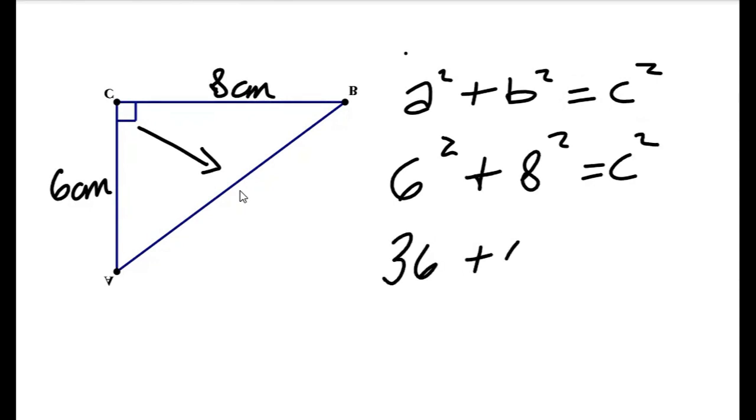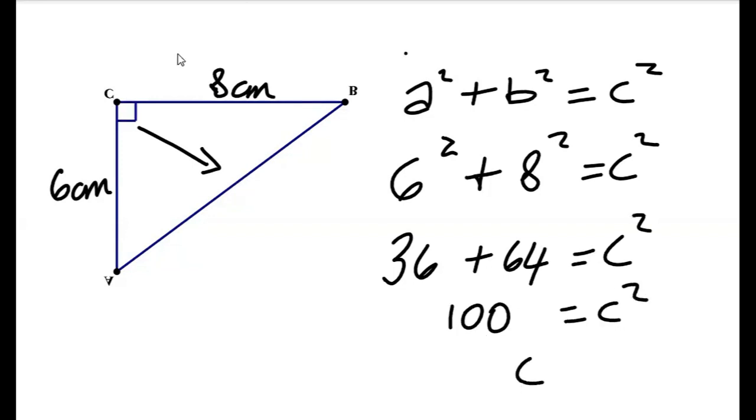36 plus 64 is equal to C squared. We have 100 being equivalent to C squared. C would be equal to 10. So my hypotenuse is 10 centimeters.